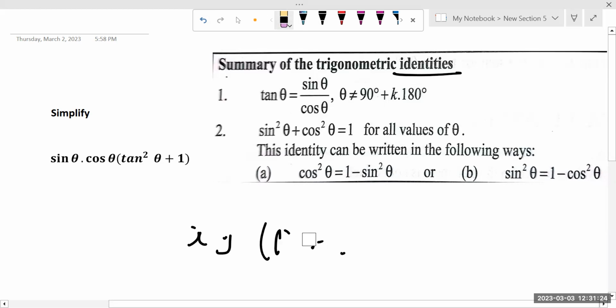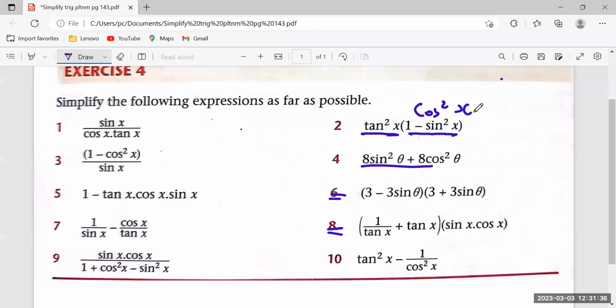Now, on the identities, what I've seen is the following. You are going to find identities with brackets. You are going to find identities without brackets. As you can see here, you have certain identities which have brackets. You have identities which don't have brackets.